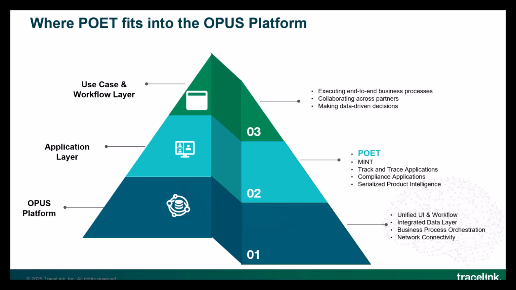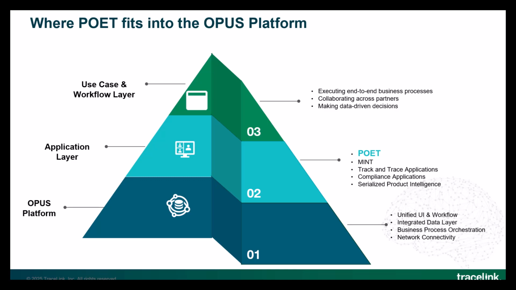OPUS is TraceLink's platform to build and manage digital supply networks. POET, on the other hand, is a purpose-built application on the OPUS platform, just like other applications such as Mint. What makes POET unique is that it comes with a powerful embedded orchestration engine and methodology that brings supply chain processes to life. It brings structure, ownership, and agility to processes that span multiple teams and systems. It empowers you to design and own your part of the process, collaborate seamlessly, and continuously improve based on real-time data.